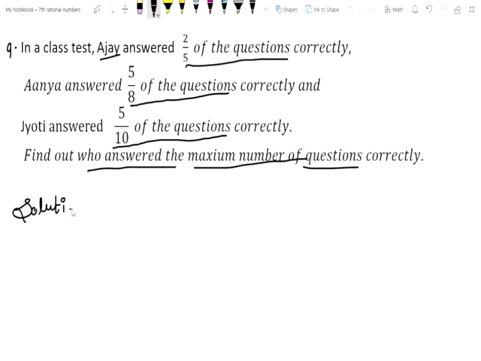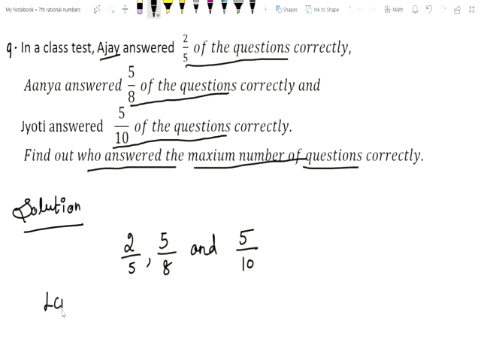Solution. Here what are the numbers? 2 by 5, 5 by 8 and 5 by 10. See the denominators: 5, 8, 10. Okay. So we have to take the LCM.